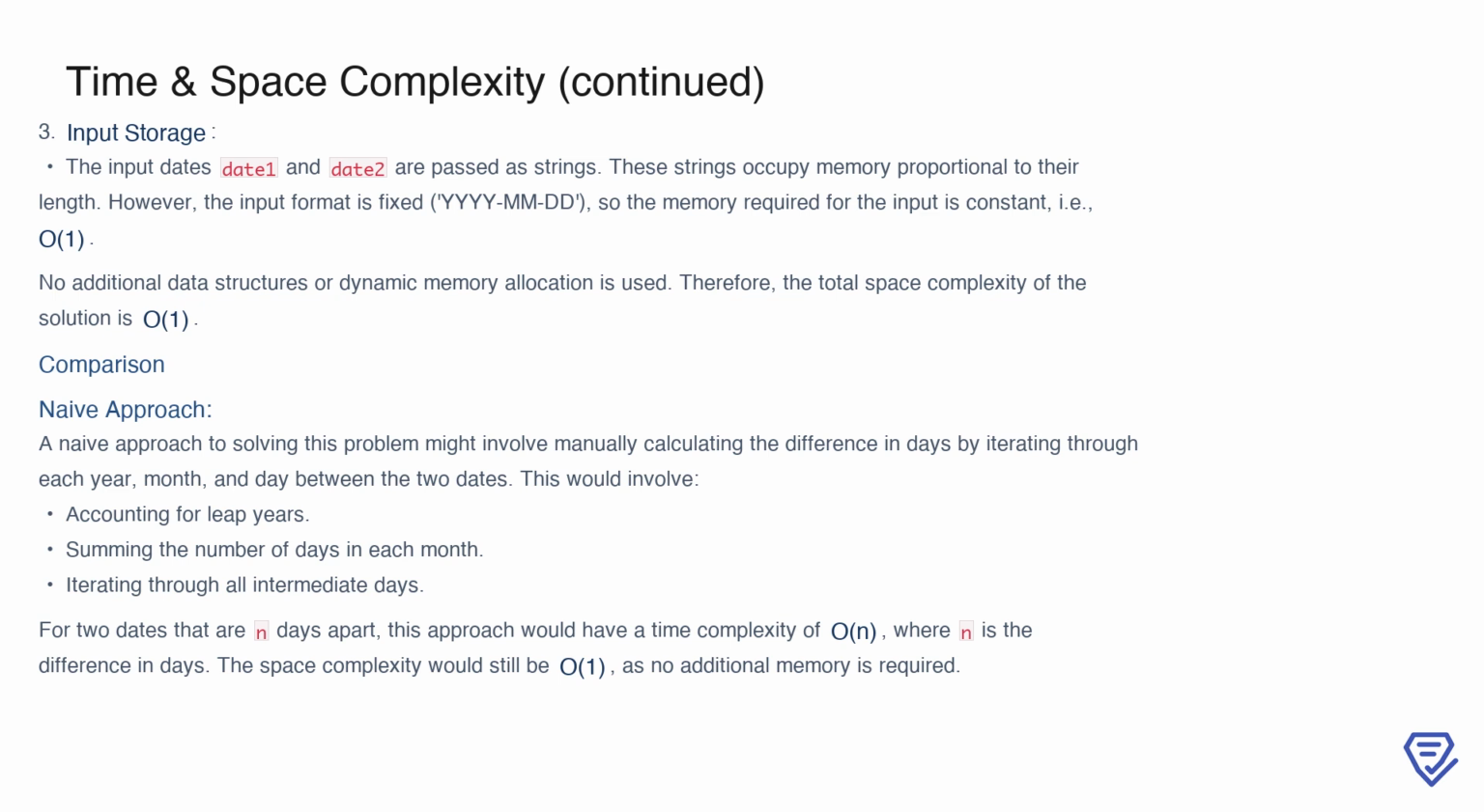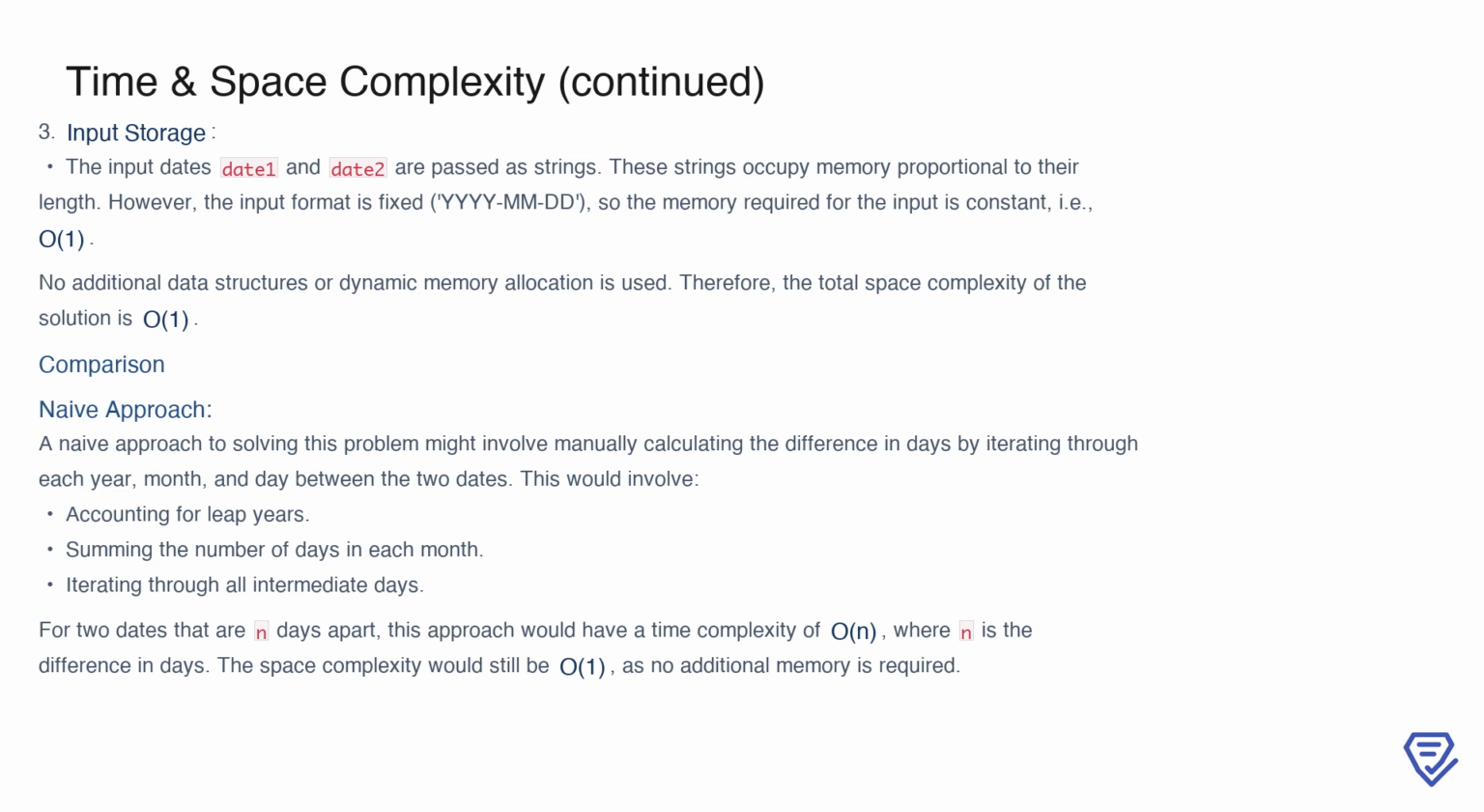Additionally, the input dates, which are passed as strings, occupy memory based on their length. However, since the format of the input is fixed as YYYY-MM-DD, the size of these strings is constant, meaning the space required to store the input is also O(1). Importantly, this solution does not use any additional data structures or involve dynamic memory allocation, which keeps the overall space complexity constant.